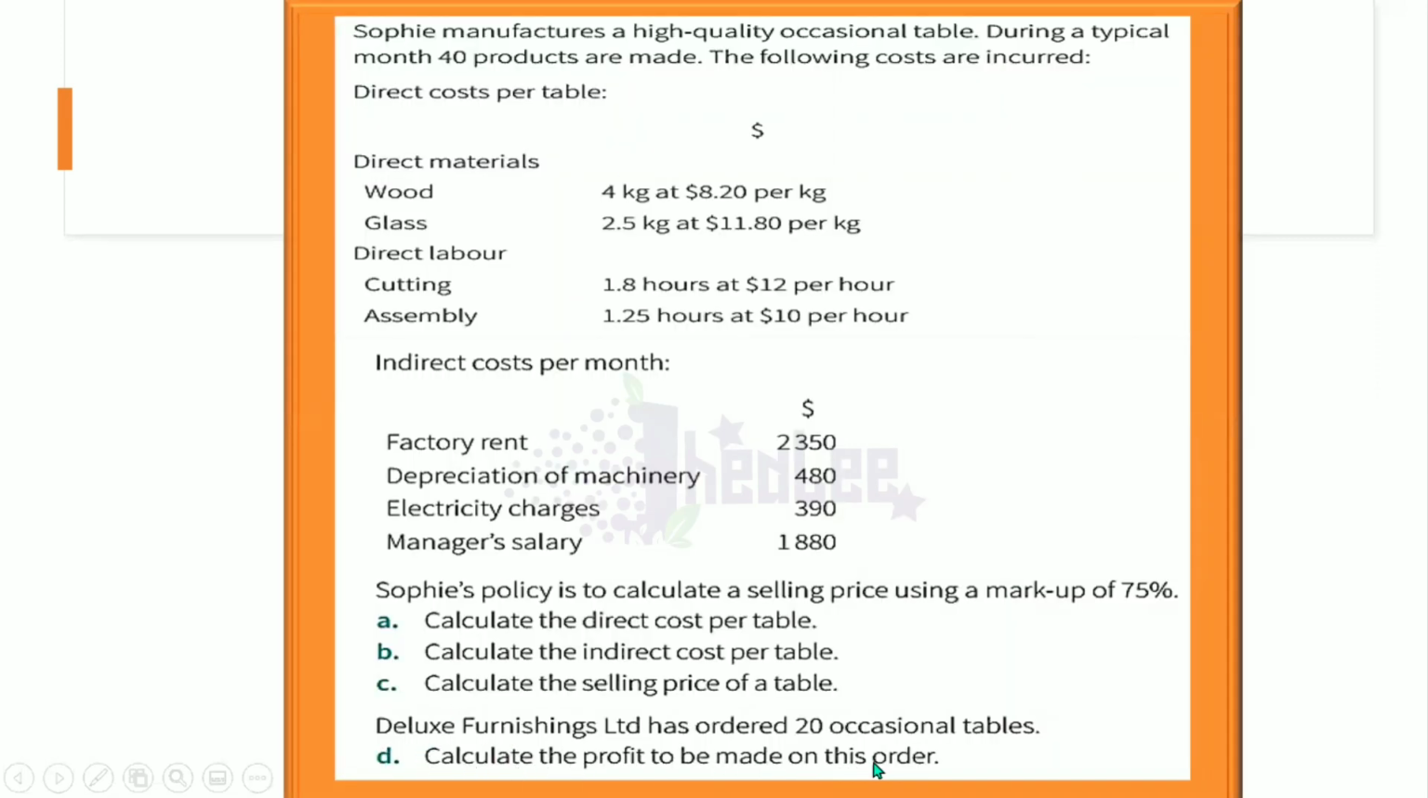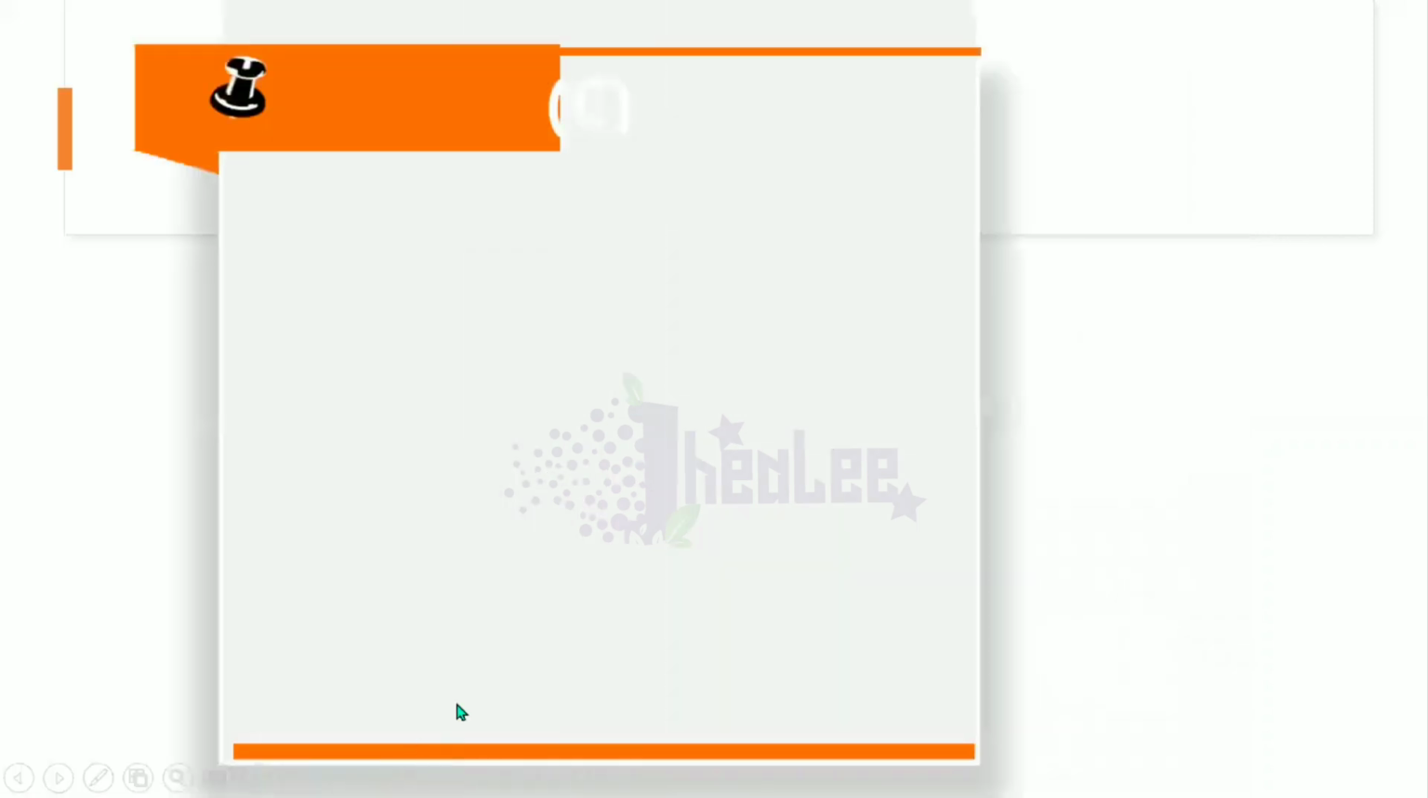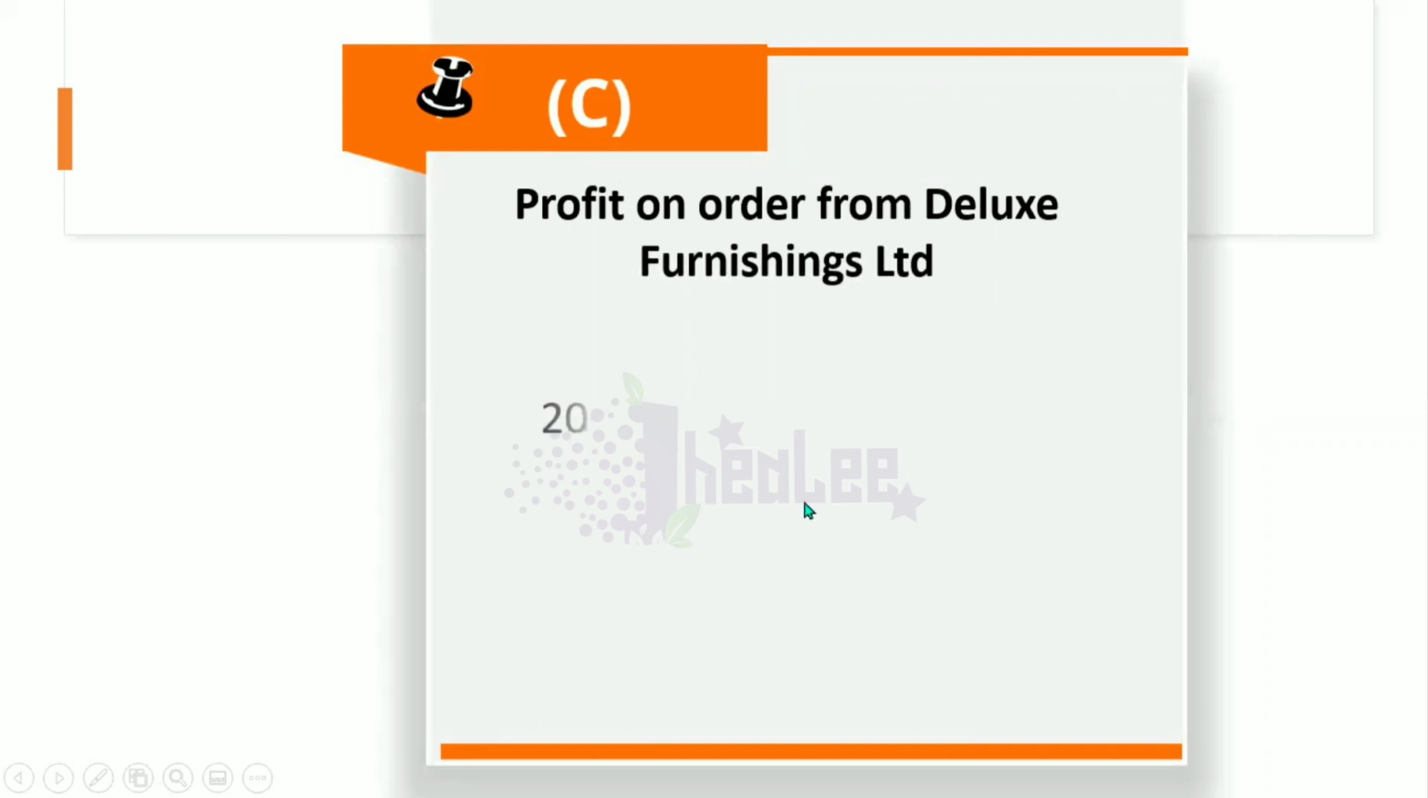And now that we're finished with that, we can move to part D, where we're asked to calculate the profit to be made on the order from Deluxe Furnishing Limited, and the number of tables that they have ordered is 20. Now, in order to get this, let's look at our calculation. We're going to pick up the 20 items that is ordered, multiply that by the markup value, which is $167.93, because this is the profit per table. And if they're selling 20 tables, it is 20 times the profit per table. And that gives us $3,358.60.